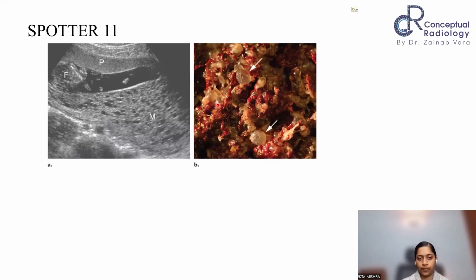Interesting case. Beta HCG is way above the roof. Okay. Excellent. But beta HCG is increased. I've given you the hint. First question.